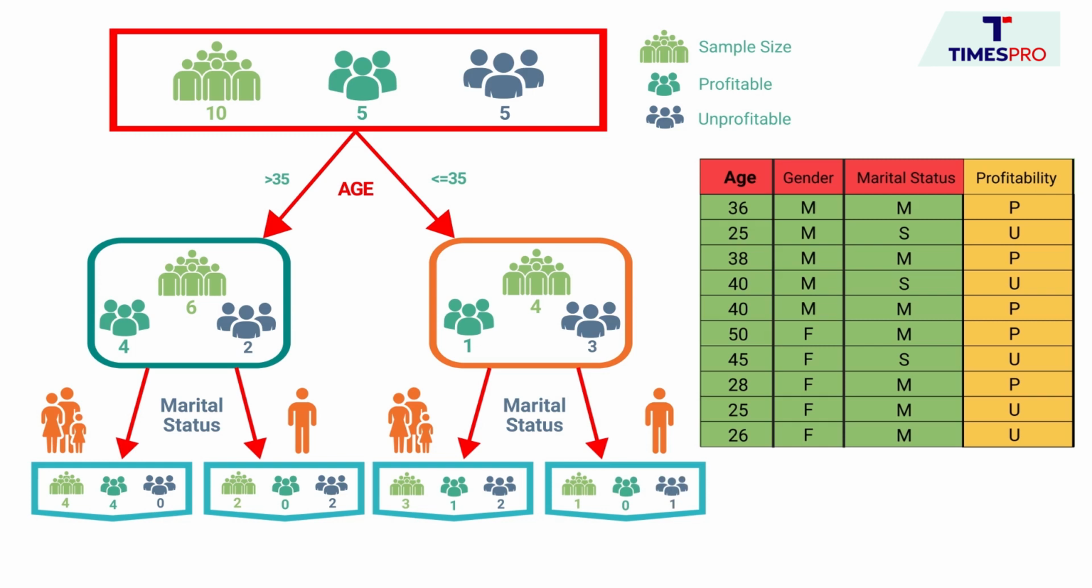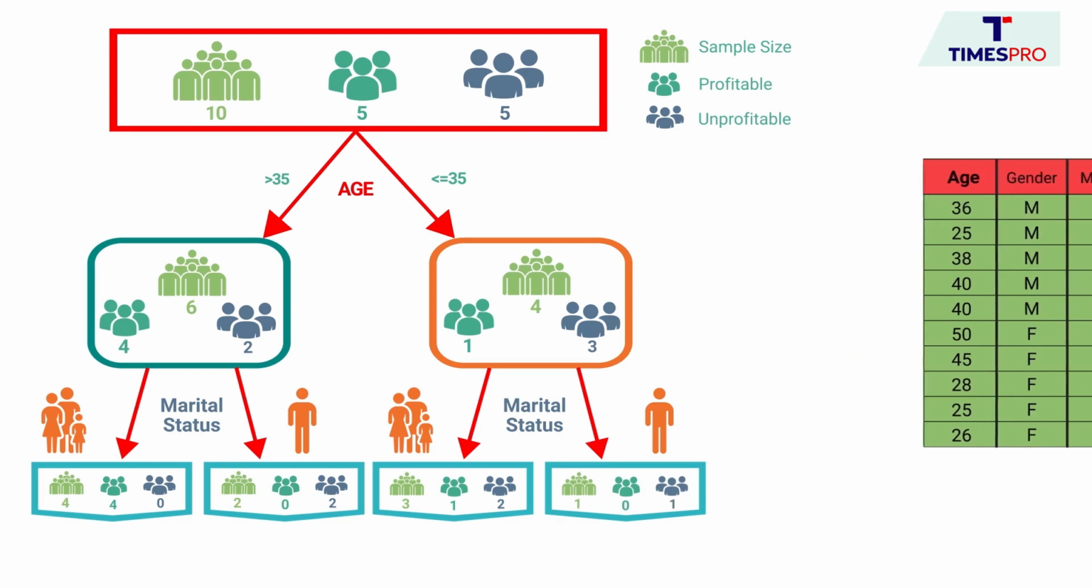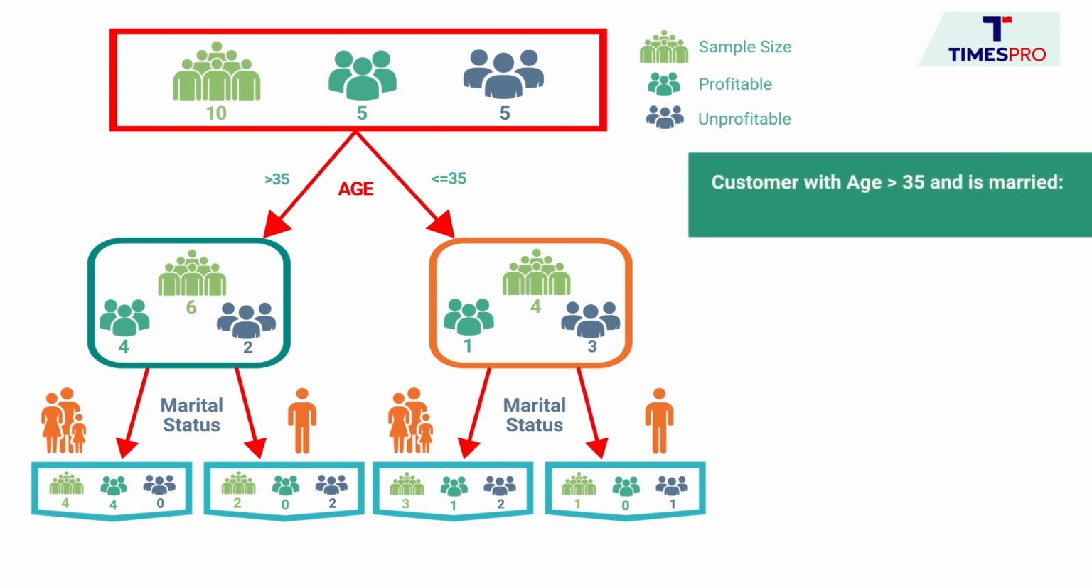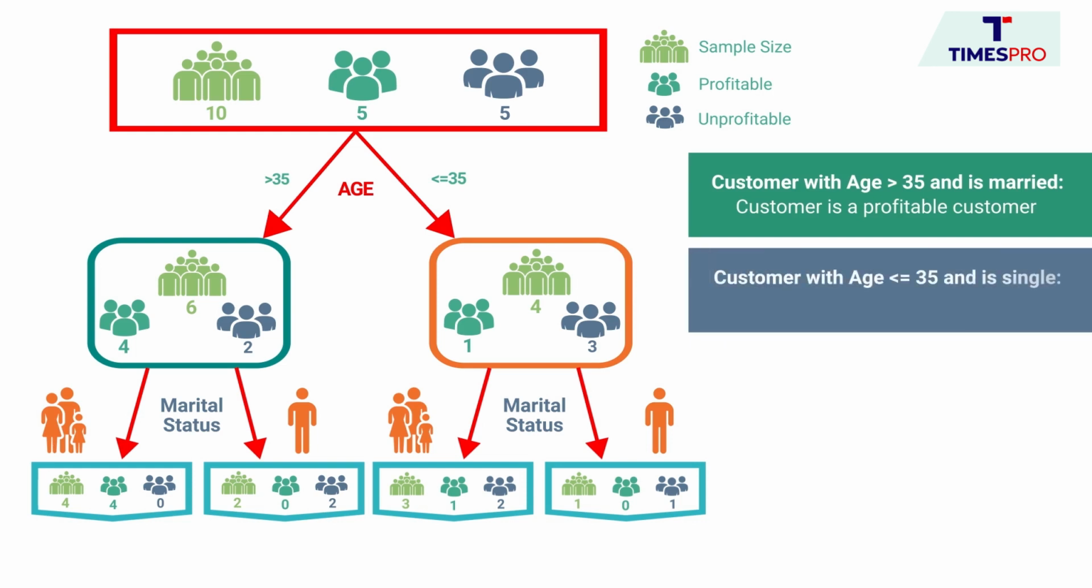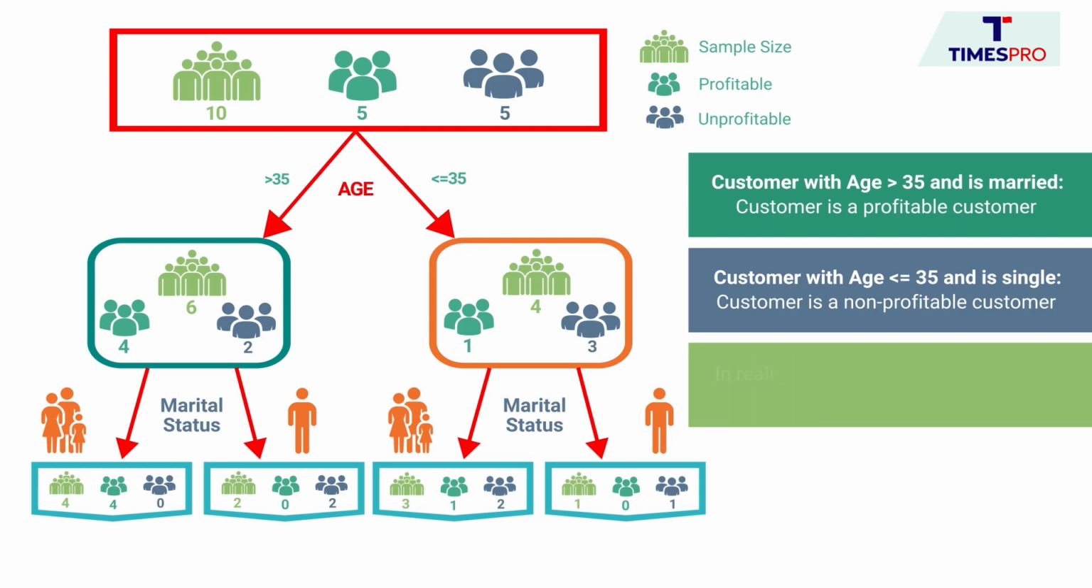So, from this decision tree, we can conclude that a customer with age greater than 35 who is married is going to be a profitable customer. Likewise, for age less than or equal to 35 and the customer is single, the customer is going to be non-profitable. Here we have constructed the tree based on age and marital status.